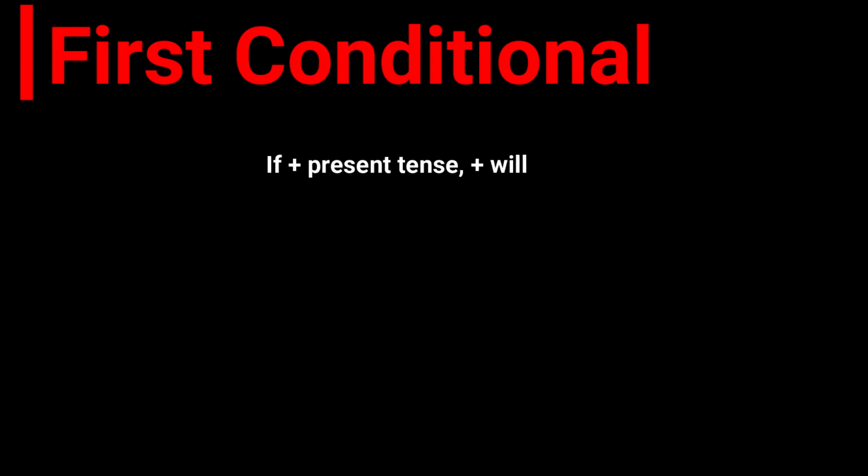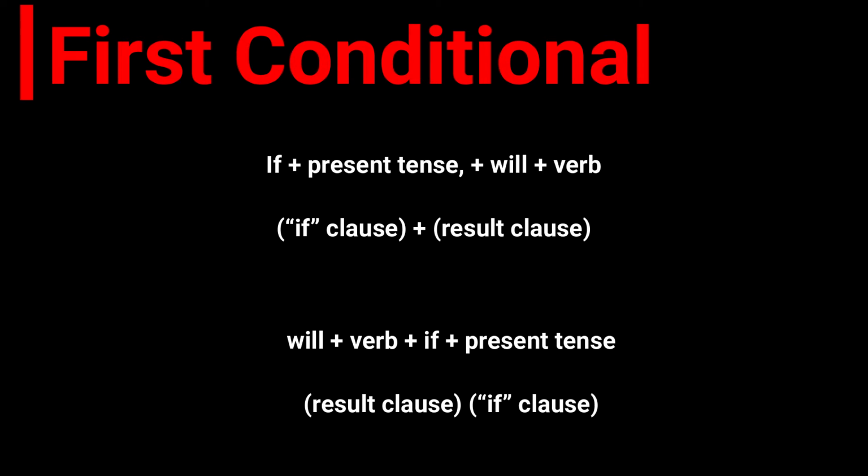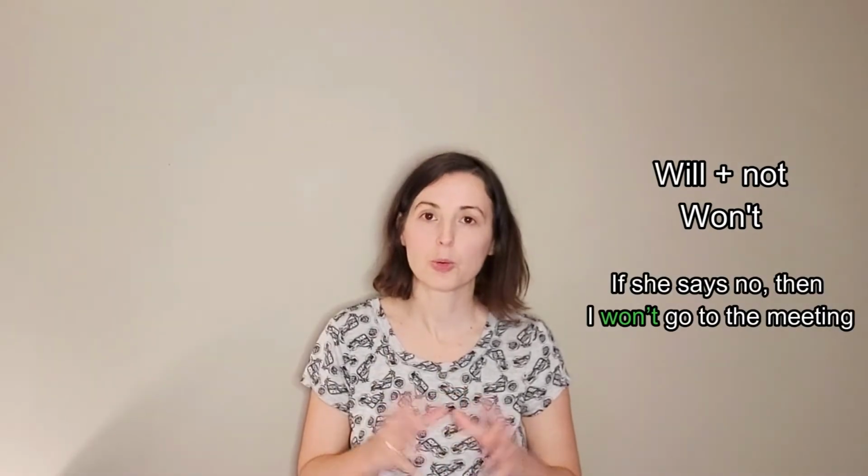It is formed as follows: if plus present tense plus will plus the verb. If clause and the result clause, or will plus verb plus if plus the present tense, result clause, if clause. And just like the zero conditional, you can use other keywords instead of if, as well as you can put the clauses in either order. Also remember that the negative form of will is will not or won't. If she says no, I won't go to the meeting.